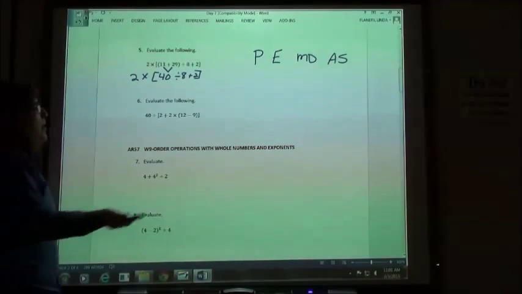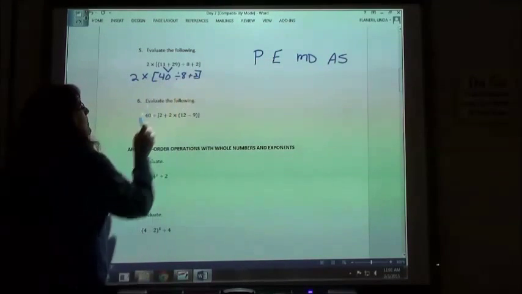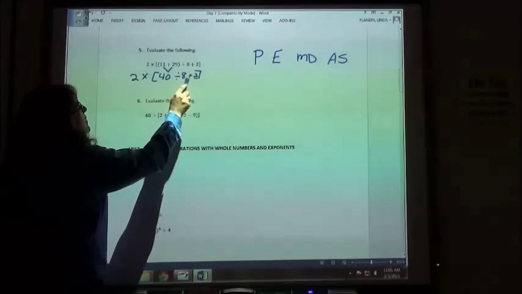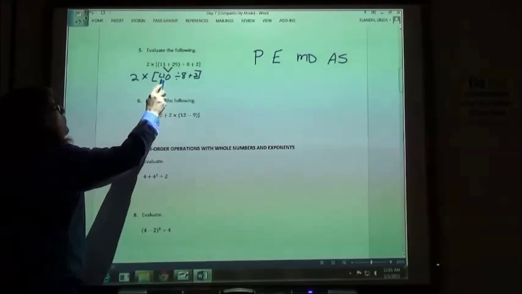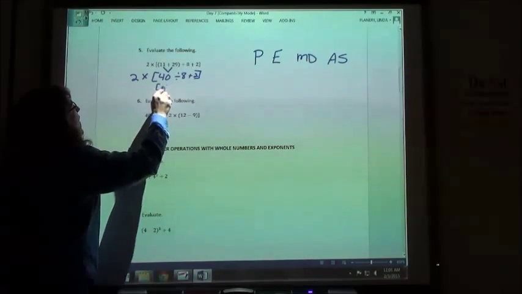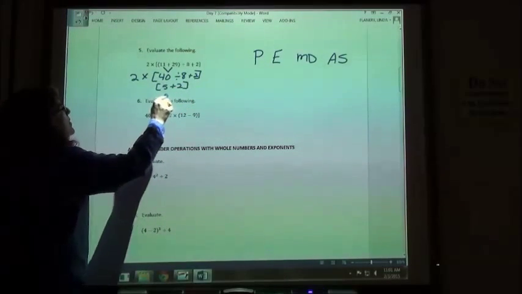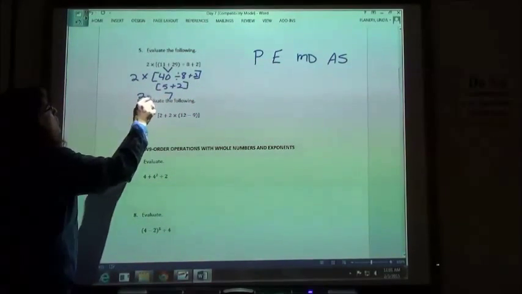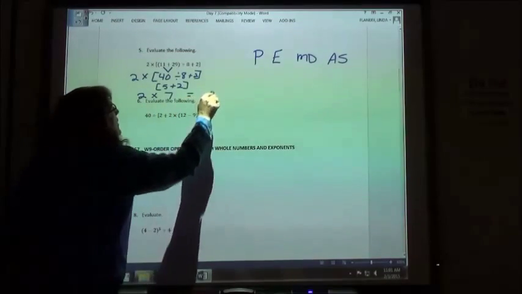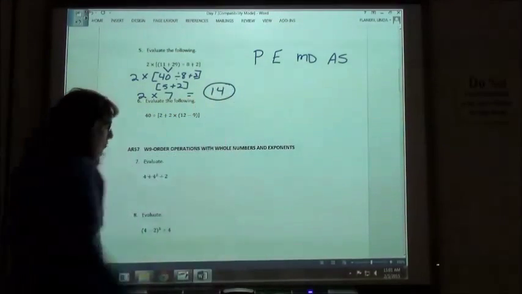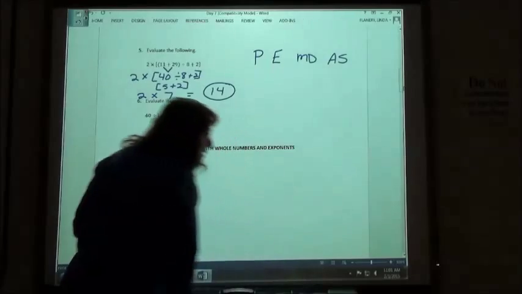Following my order of operations, inside the grouping symbols, I have to do the division before I do the addition. So 40 divided by 8 is 5. I then have 5 plus 2 in there. 5 plus 2 is 7. So 2 times 7 is my problem, which gives me an answer of 14.